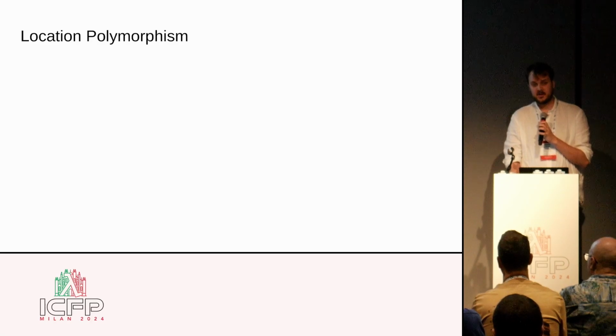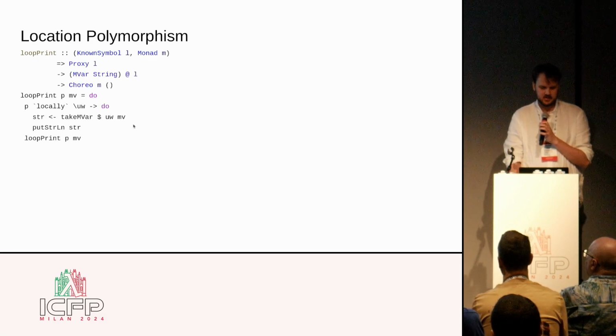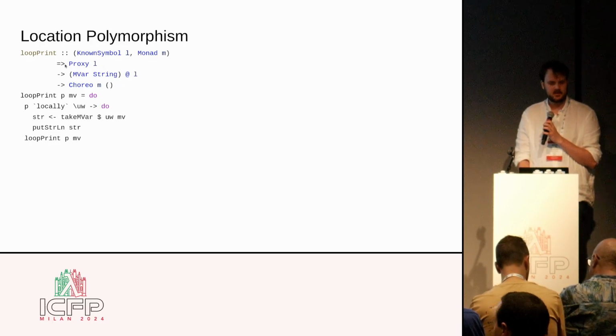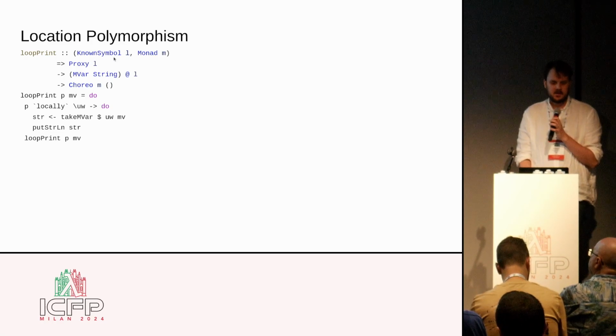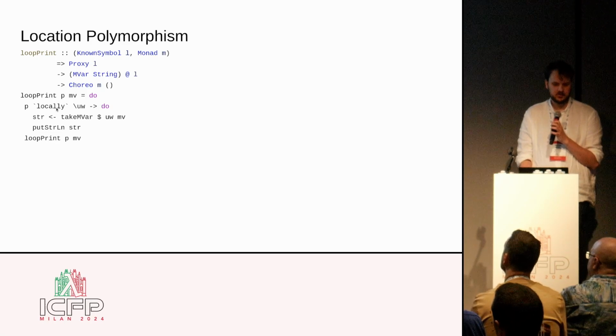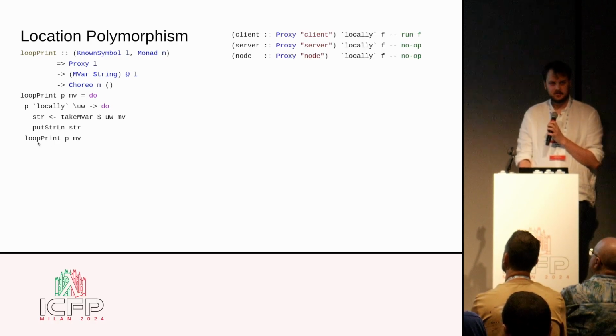So HasChor has a very nice feature that you can write location polymorphic functions. This is a tiny little function. It has the proxy, it takes a location as an argument, and the type of this L here is KnownSymbol L. We just know it's an endpoint, but we don't know what the endpoint is. So this function, locally at that endpoint, is going to read this MVar and just print the contents, and then recursively call itself.